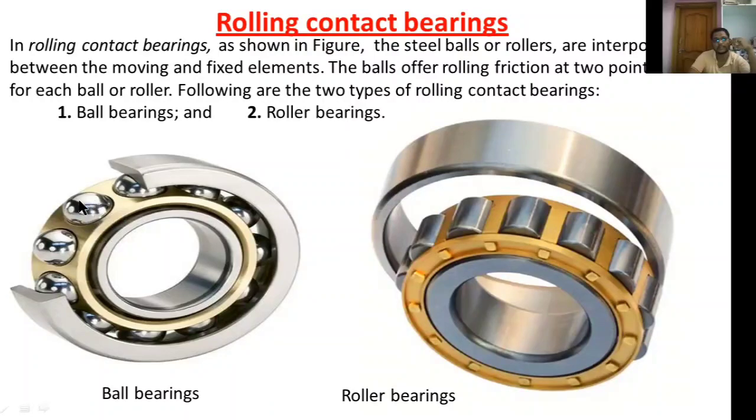Here the balls are used in ball bearings. This one is a fixed element, these are moving elements, and these are rolling elements, and this one is a moving element. The rollers are used in roller bearings. Balls are used in ball bearings and rollers are used in roller bearings. The rollers may be cylindrical or spherical in shape. The balls are spherical in shape.